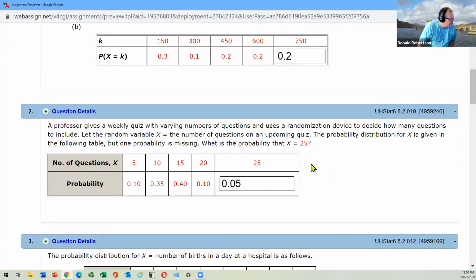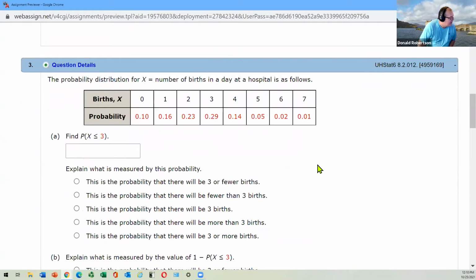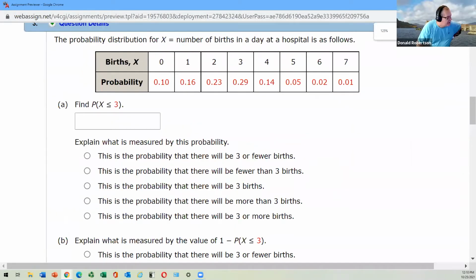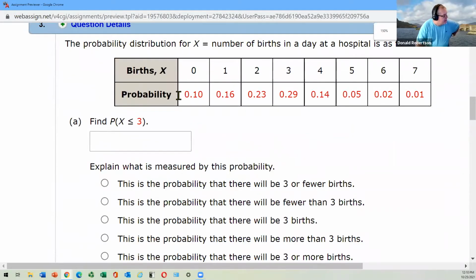Right. Probability distribution table. Now, a little bit different, but I'm glad I've got this in front of me now. Maybe make it even bigger. That might help, well, for my eyesight, it does. So here the X, the events, are the number of births in a day at a hospital. So in this one hospital, 0 births happened with a probability of 0.1, 4 births, probability of that, 7 births, probability of that.